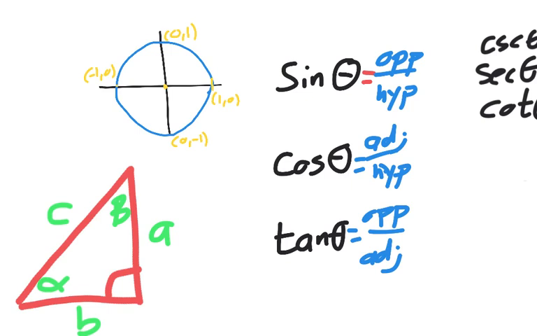So if I ask you to find sine of alpha, what does that mean, sine of alpha? This tells me what angle to go to initiate my ratio. So I would go to angle alpha, which is here. And from alpha, I'm going to write the ratio of the opposite to the hypotenuse, which in this case would be A over C.